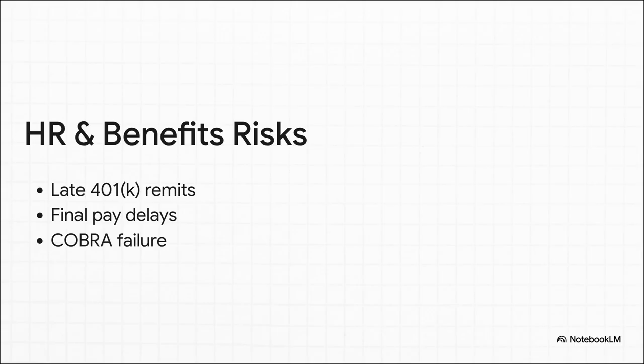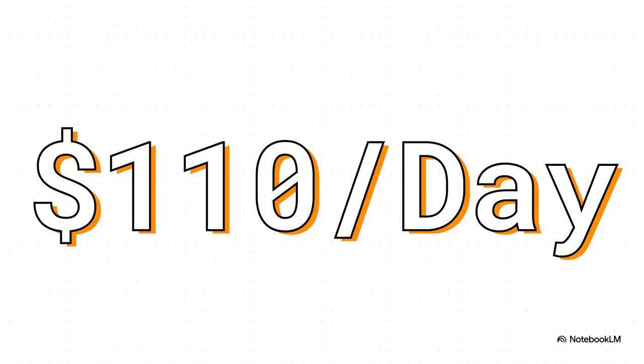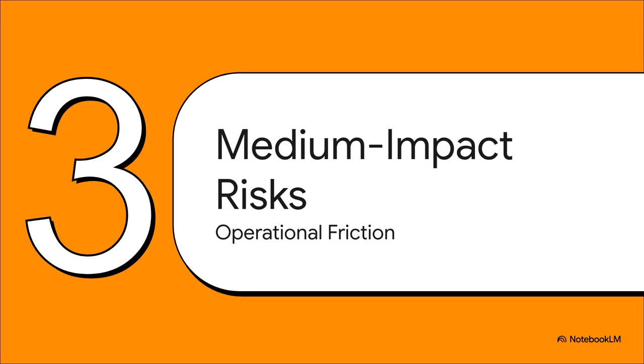Missing a state deadline for final pay can trigger waiting time penalties of up to 30 days' wages per employee. Finally, missing a COBRA notice, usually because a simple trigger checklist was forgotten. To put that COBRA risk into perspective, a single missed notice accumulates a penalty of $110 per day per beneficiary. That's a penalty that just quietly racks up in the background for months and months before anybody even realizes a mistake was made.